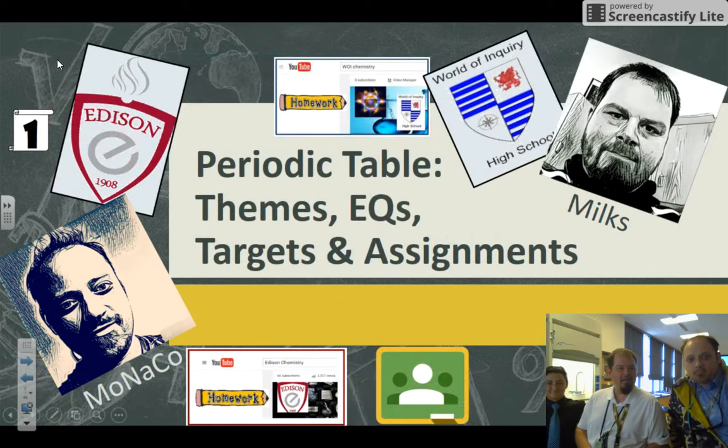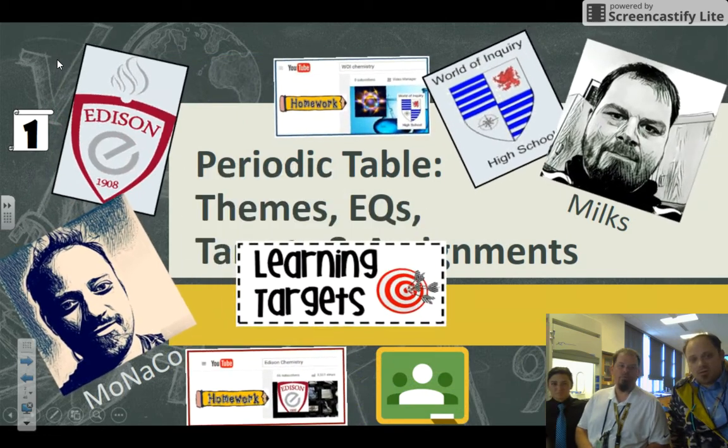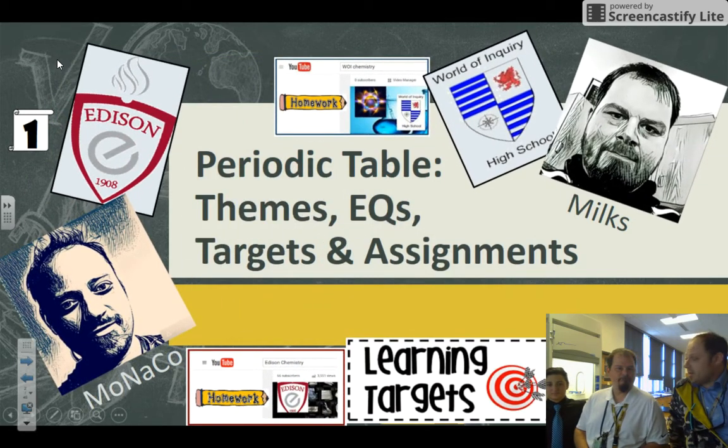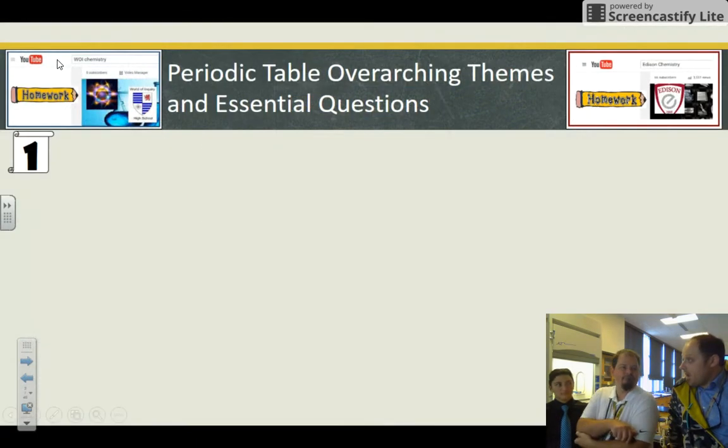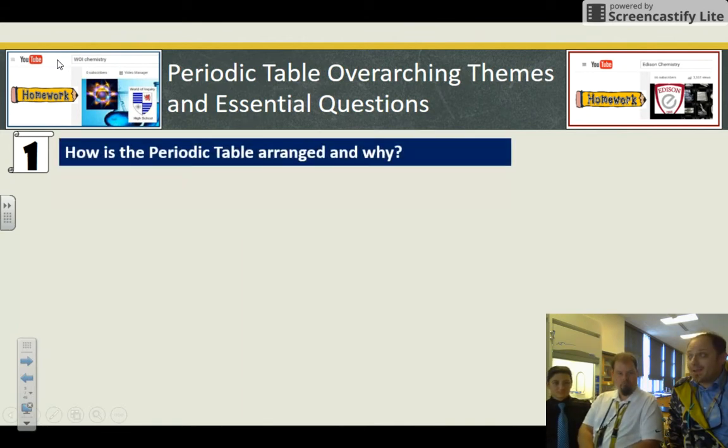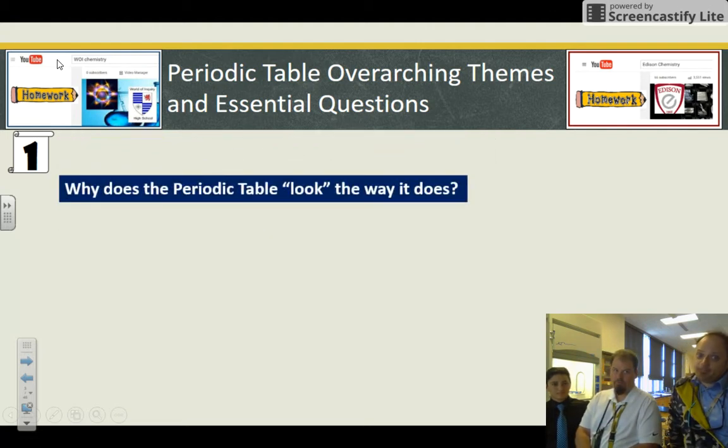And today, Lesson 1: EQs, themes, learning targets, and assignments. That's pretty much it. So, what are we going to learn and how are we going to learn it? Pretty straightforward stuff. We're going to learn about the periodic table and why it's arranged the way it is. And why does it look the way it does?